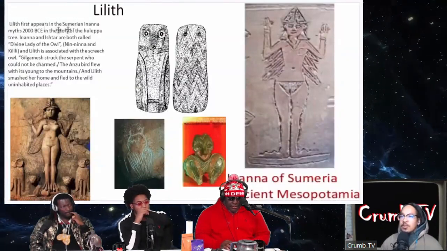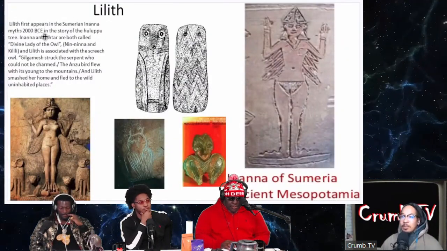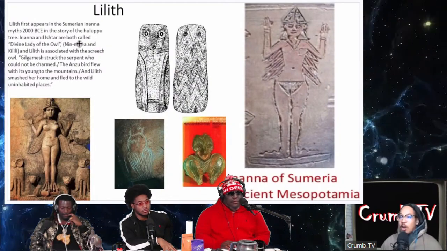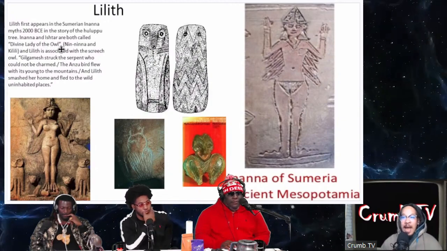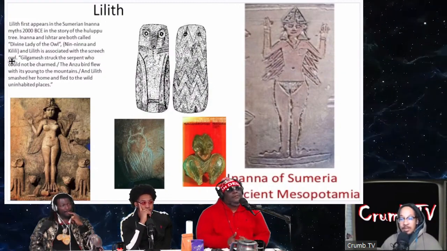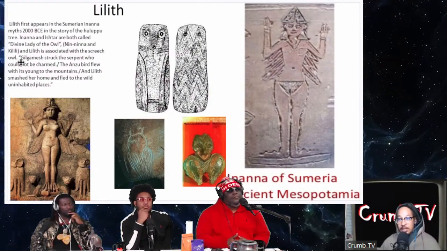Lilith first appears in the Sumerian Anana myths around 2000 BCE, in the story of the Hulupu tree. Anana and Ishtar are both called Divine Lady of the Owl, and Lilith is associated with the screech owl. This is the owl again, the screech owl.